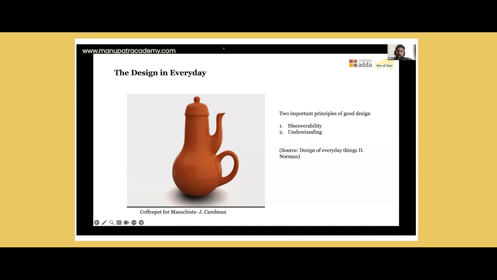Would any of you have ideas on, okay, I see Sandesh has already said the handle should be on the other side. If you didn't change this design, what would you do in order to ensure that you can still have coffee and not burn yourself? Do you have any ideas on what you could do?